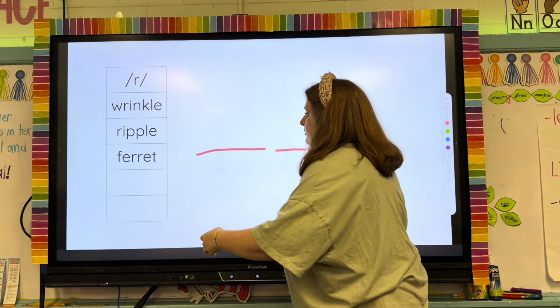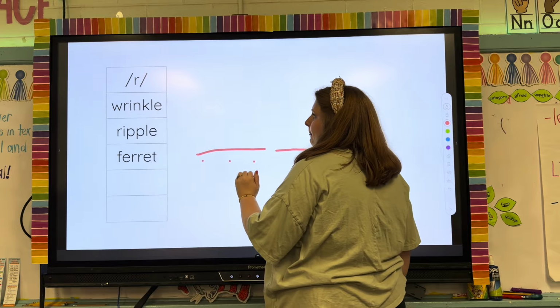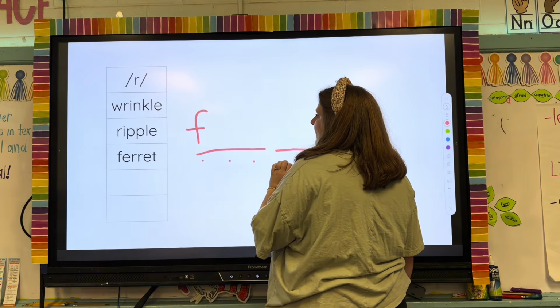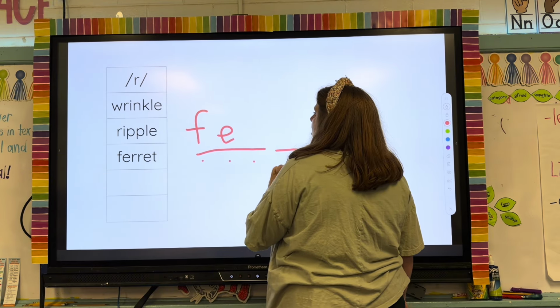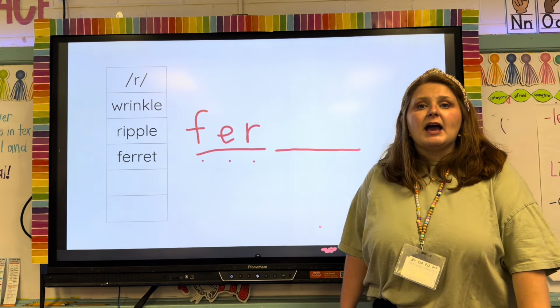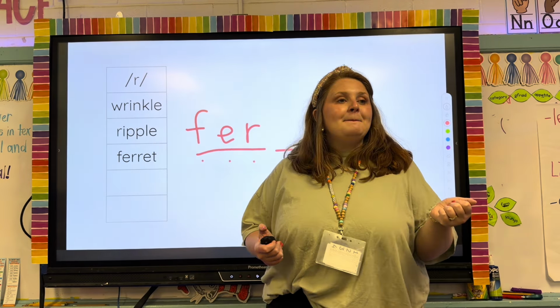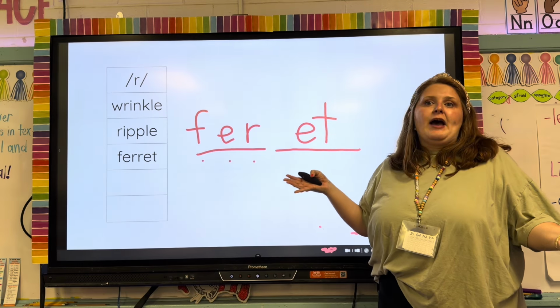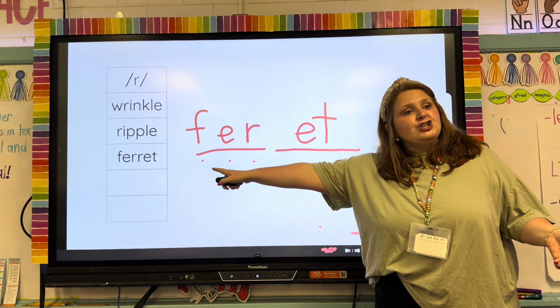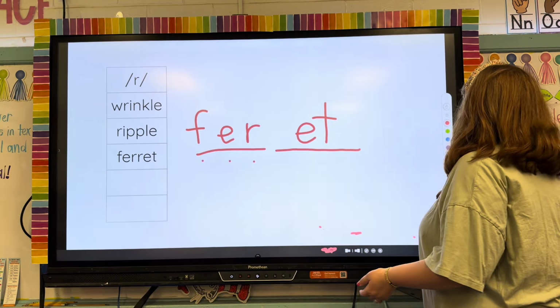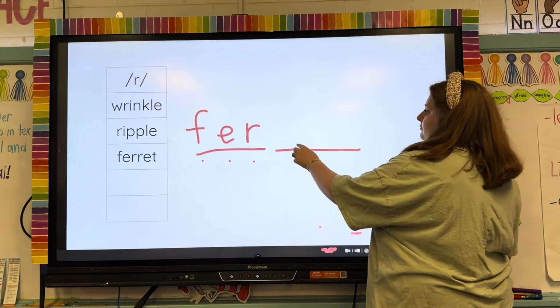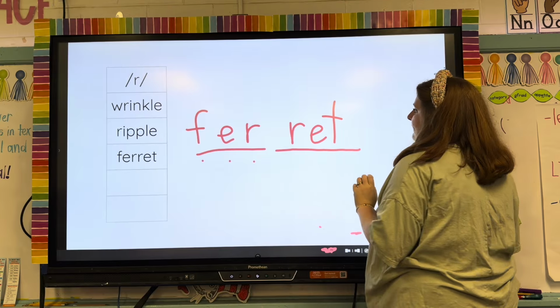How many? 3. How am I spelling here? F. How am I spelling here? E. How am I spelling here? R. What's my second syllable? Ret. Ret, right? Now, when you say the word ferret, you might say fair-et, right? But if I only put an ET at the end, that's ferret. I don't know how you would even say that word, right? What do you have to do to that consonant? You have to double it.